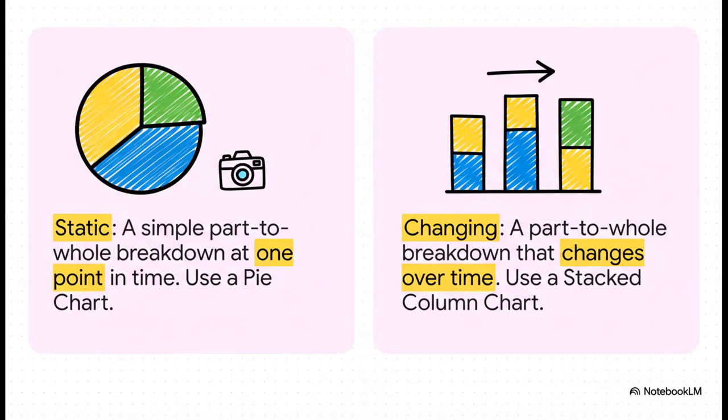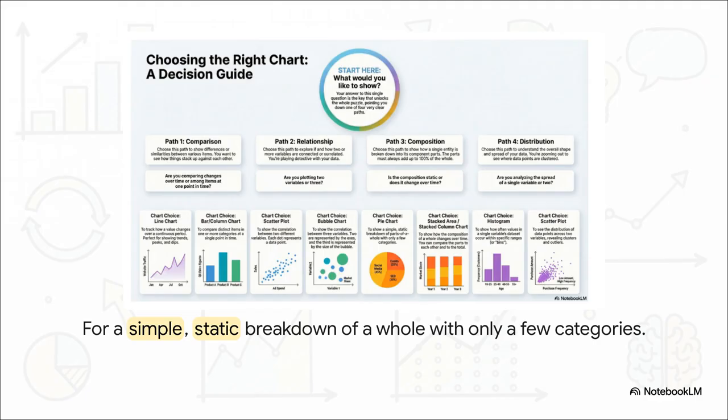And this shows you the difference perfectly. On the one hand, for a simple static breakdown, just one point in time, a pie chart can work just fine. But the second you need to show how that breakdown changes over time, the pie chart just falls apart. For a changing composition, a stacked column chart is way better. So yeah, here it is. This is the correct time to use a pie chart. When you have a simple, static percentage of a whole, and, this is important, only a few categories. Like, fewer than 6 is a good rule of thumb. Use it for this, and honestly, probably only for this.